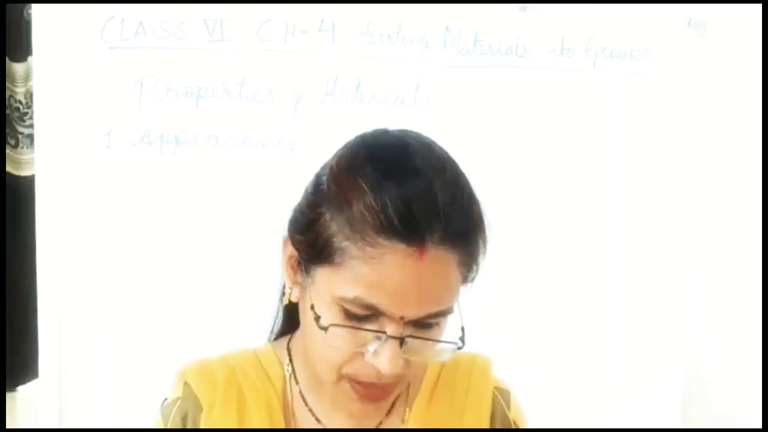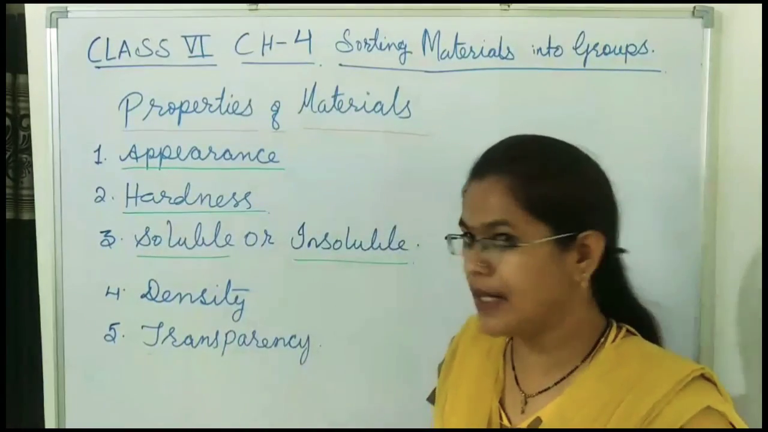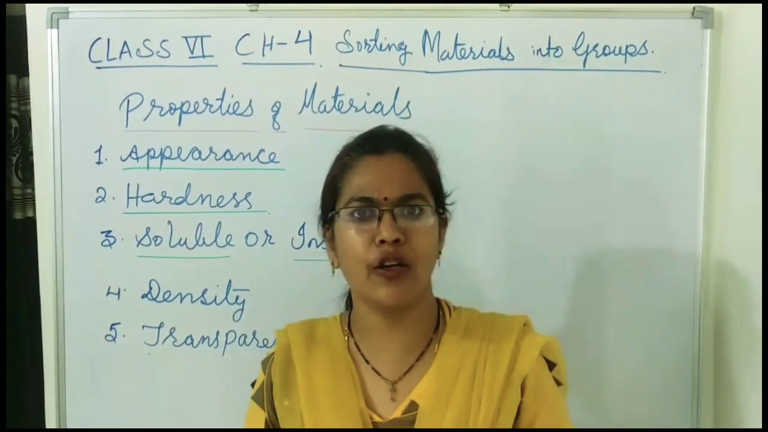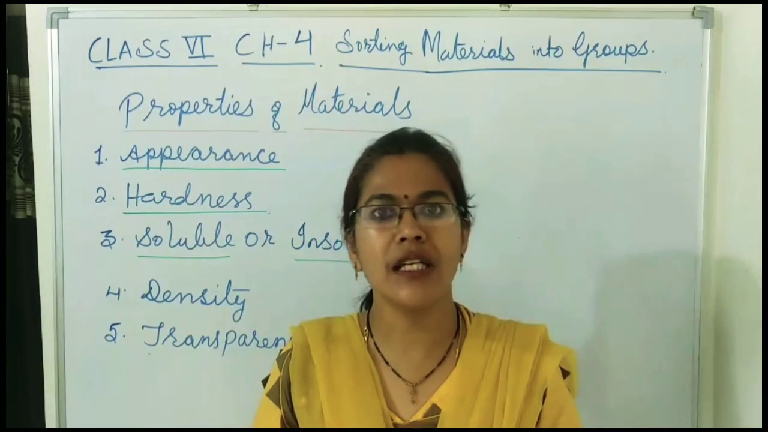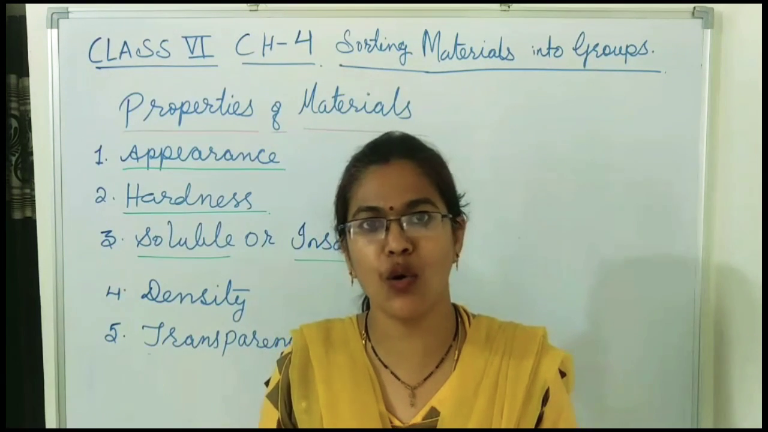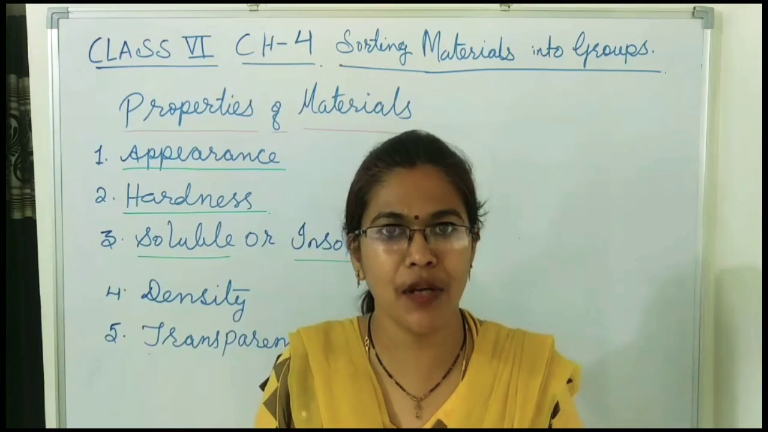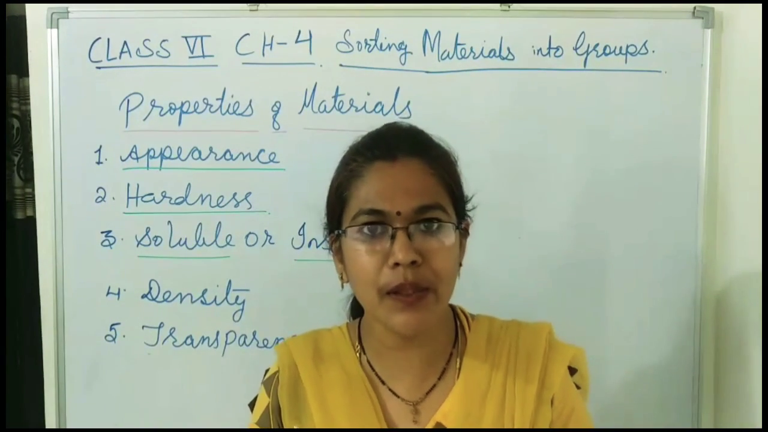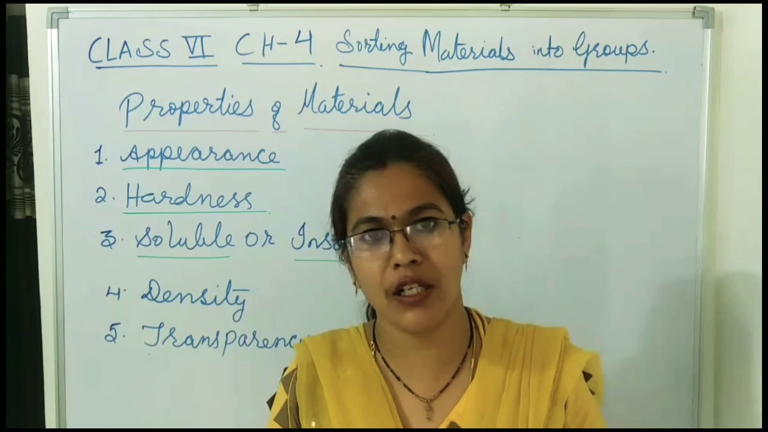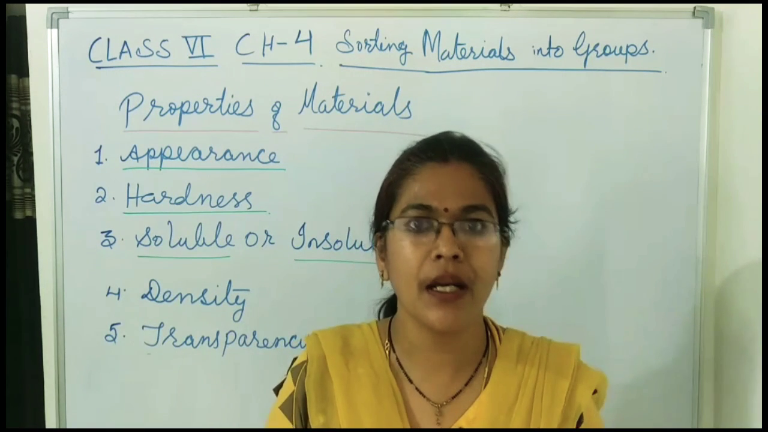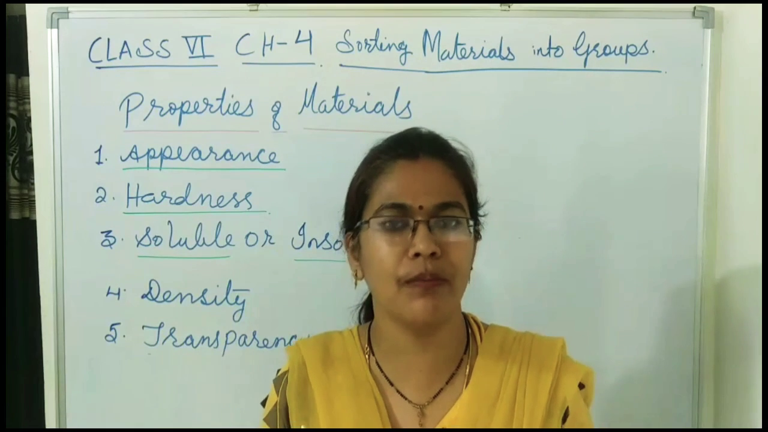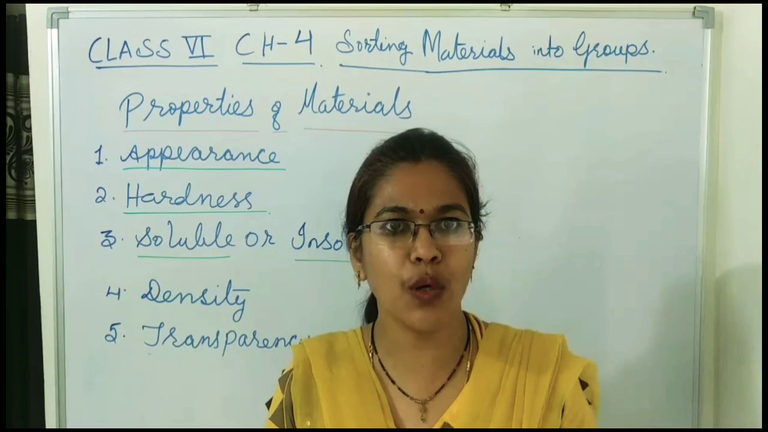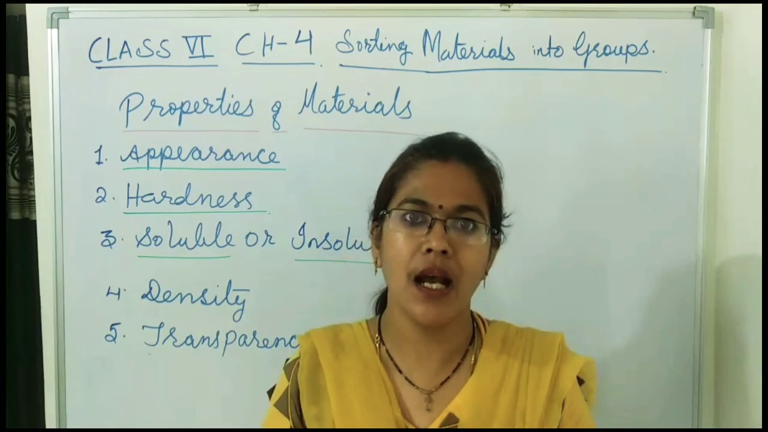Now the next property we will see is hardness. Some materials you are able to press with your hand, scratch or cut. These are called soft materials, like cotton, sponge, etc. Other materials we are not able to press with the hand, scratch or cut. So they are termed as hard materials. Example: stone, metal, etc. So I hope you have understood what appearance is and what hardness is.